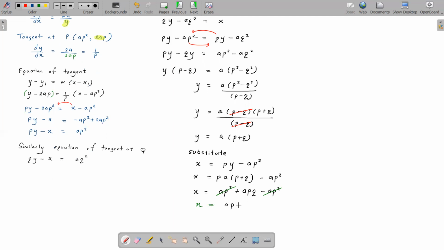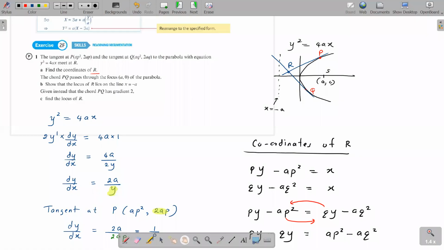So basically, these are the coordinates of R. Is this okay? Let's go to the next part.